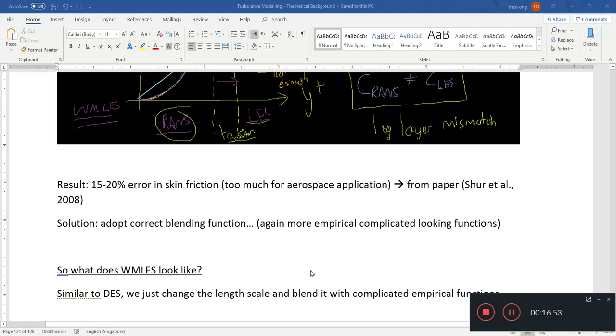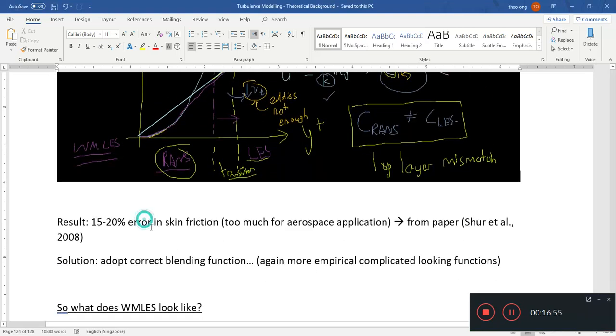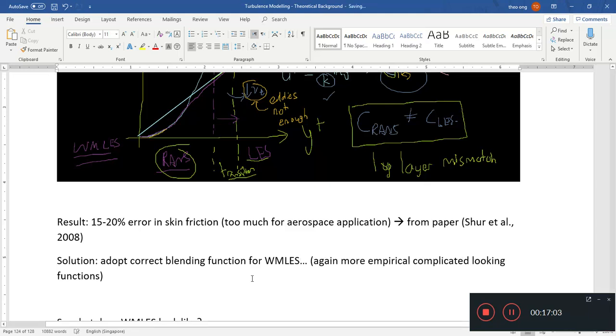So there's some tweaking that needed to be done, and you kind of have to adopt a correct blending function for the wall model LES. Okay, you need to adopt a correct blending function for wall model LES.